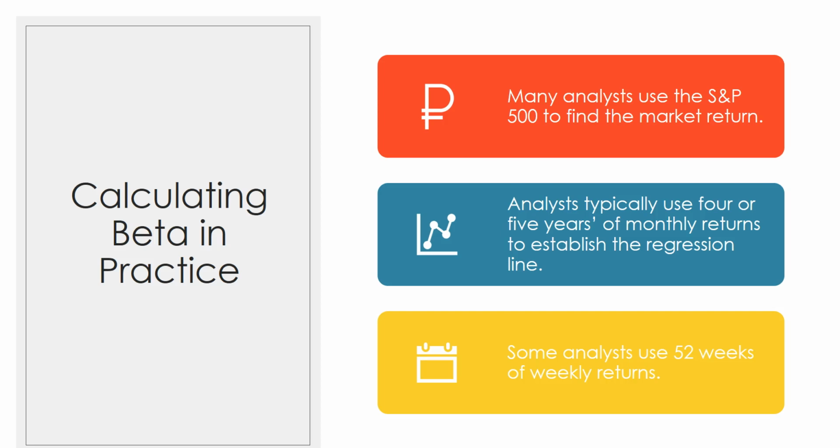When we're talking about the market return, we need to discuss what comprises the market. Most analysts are going to use the S&P 500. The more stocks that you include in the market return, the better. So if you had a stock index with more stocks in it than that, then that would be preferred. Analysts typically use 4 to 5 years of monthly returns to establish the regression line. Some analysts use 52 weeks of weekly returns.